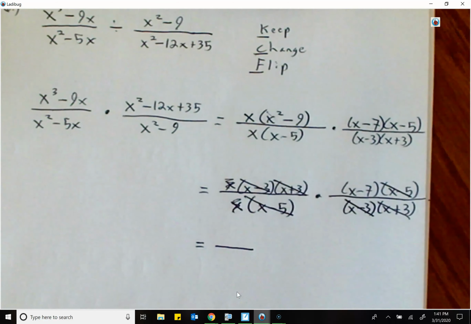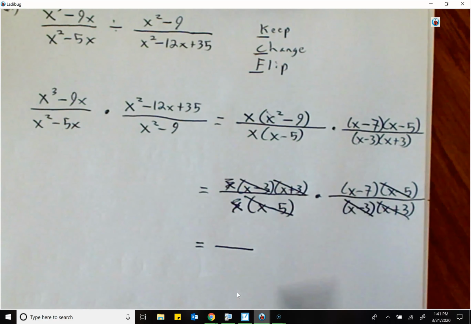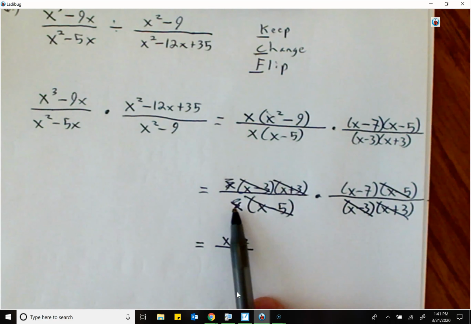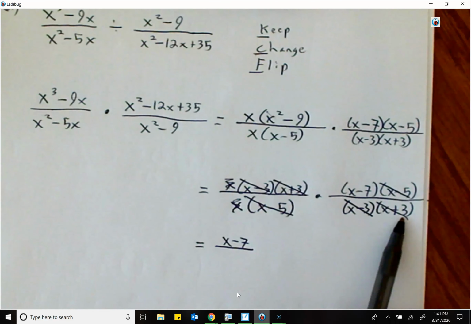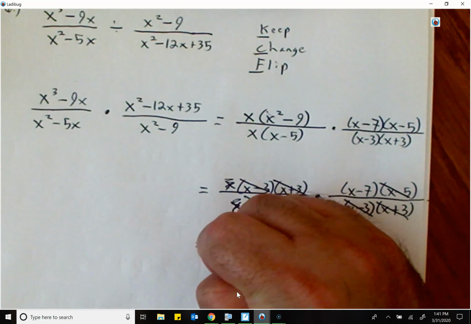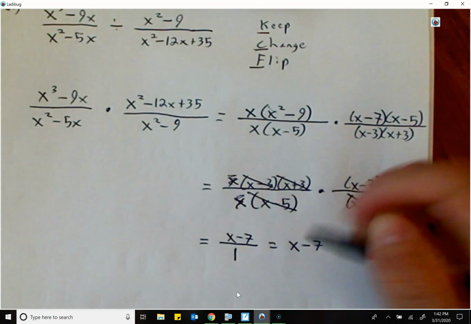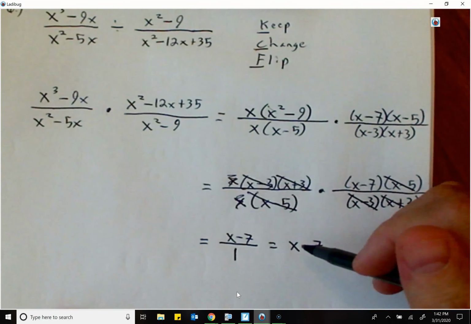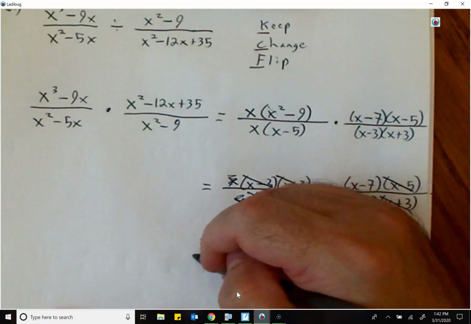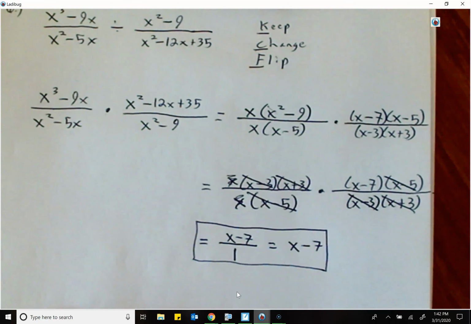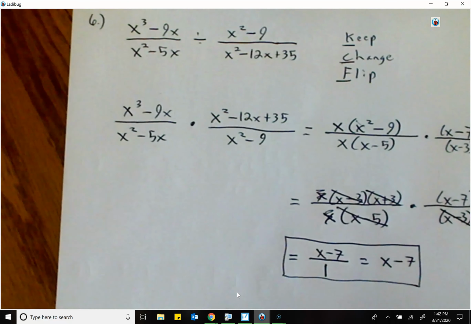So what do we have in the numerator? Just x minus 7. What do we have in the denominator? Well, everything's gone. So if everything checks out, then you really have a 1 left. So this is perfectly fine as an answer, or you can just put x minus 7 as an answer. Both of these are acceptable. Okay? So there's question number 6.